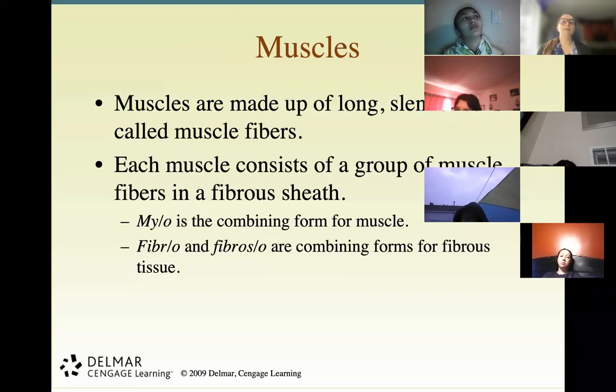Now, when we're looking at our muscles, they're made up of long, slender cells that we call muscle fibers. We also have different groups of muscle fibers in a fibrous sheath. So myo is going to be a combining form for muscle. We also use the words fibro or fibroso as combining forms when we're talking specifically about fibrous tissue.